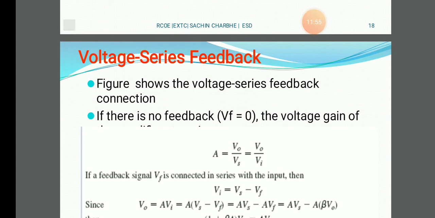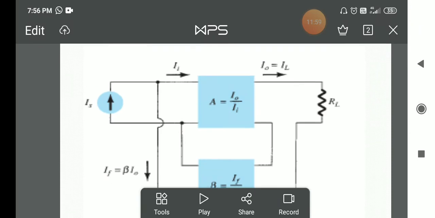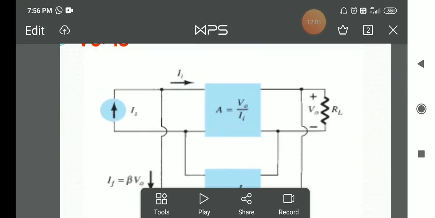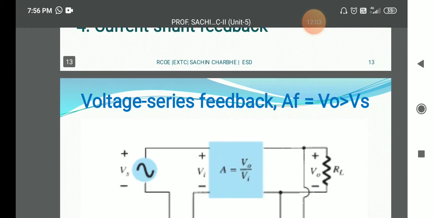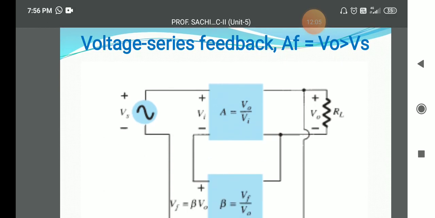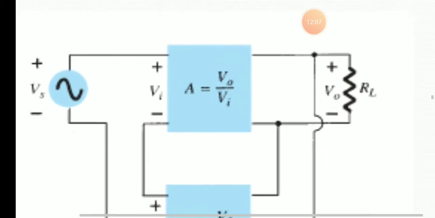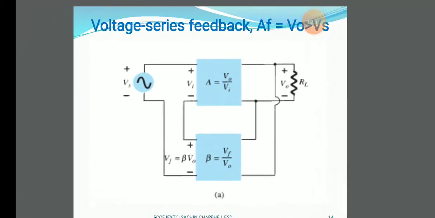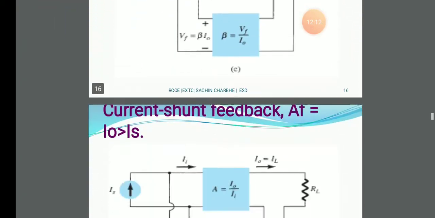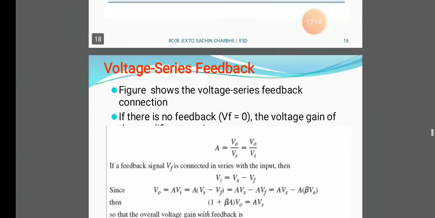Then for the voltage series feedback, we have to study the voltage series feedback. This is the diagram of the voltage series feedback. This diagram we are referring to for the detailed study of the voltage series feedback.